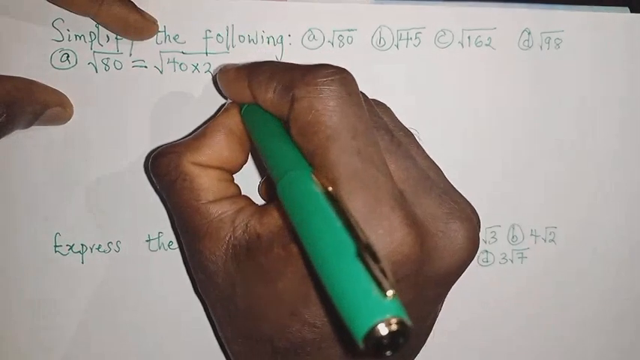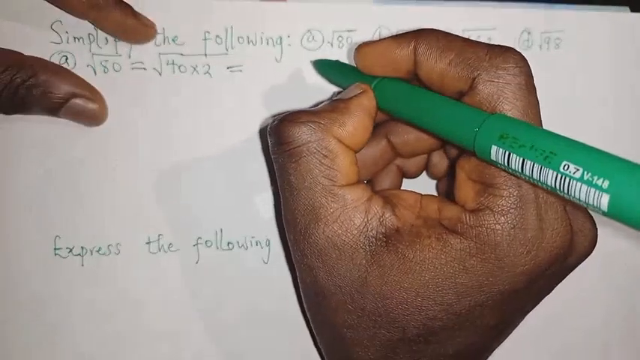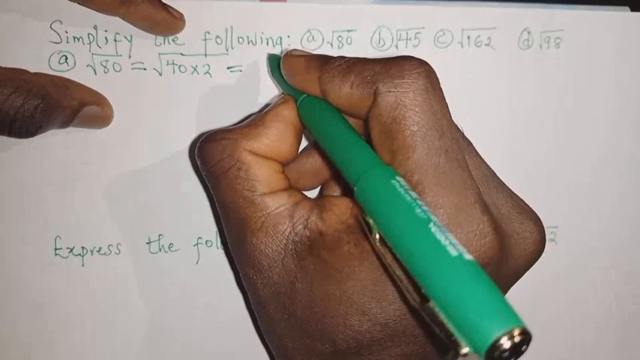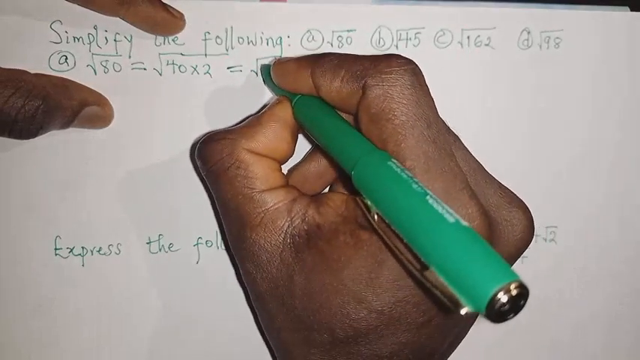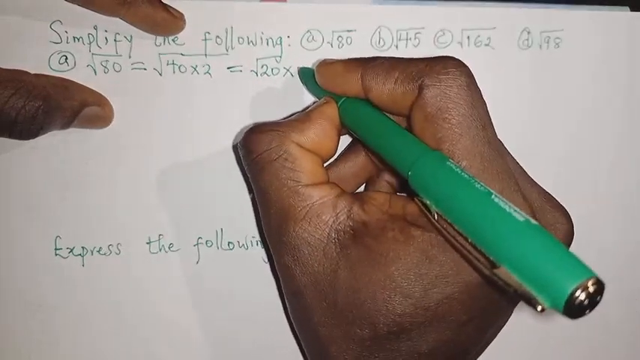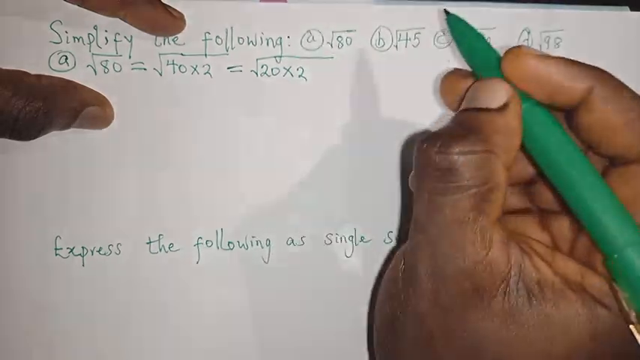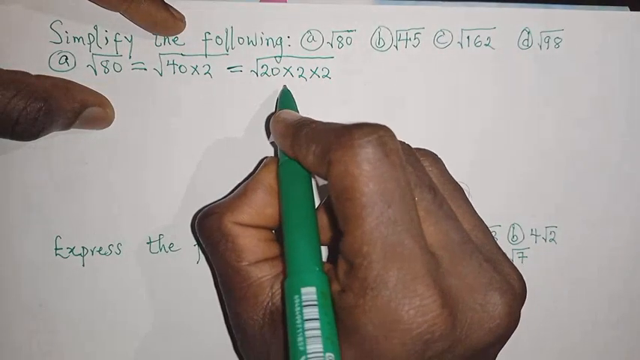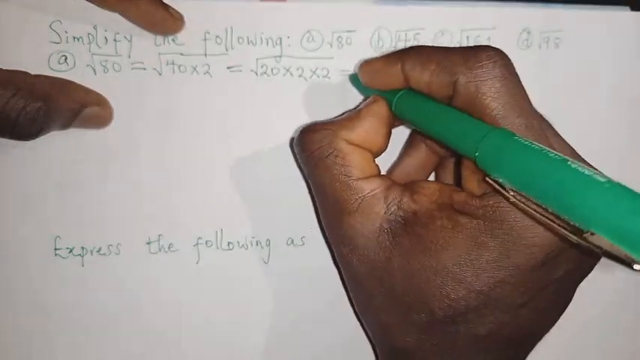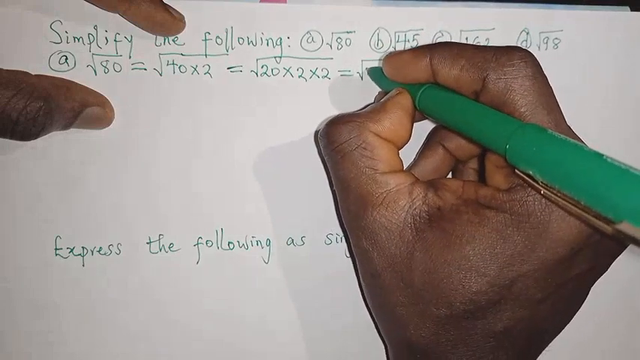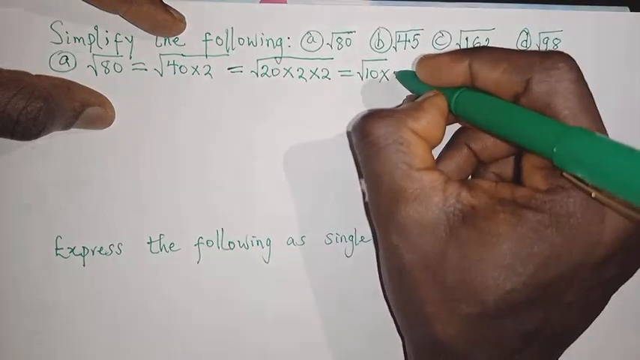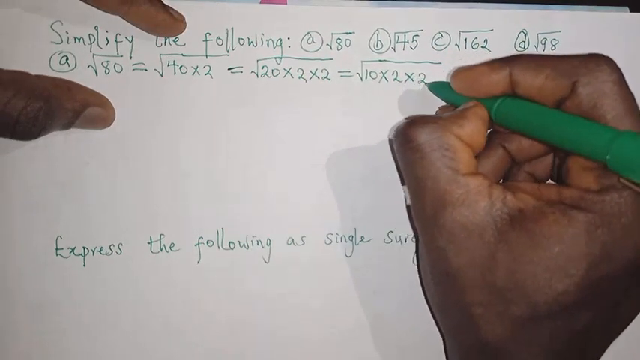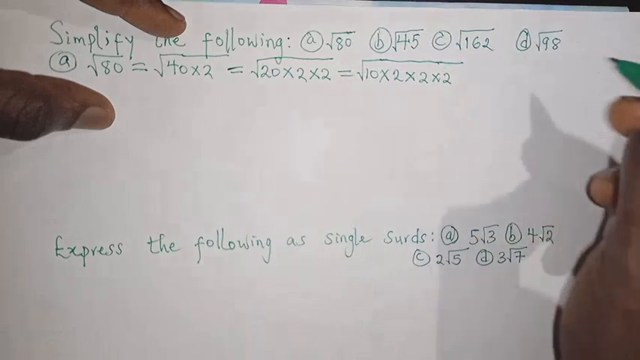Then I can still break 40 further into root 20 times root 2. So what do I have now? Root 20 times root 2 times root 2. Now, even 20 can be broken further into root 10 times root 2. Then I have this root 2 here, root 2 times root 2.